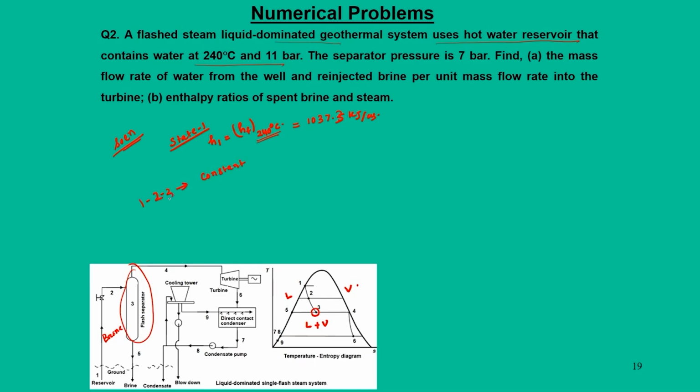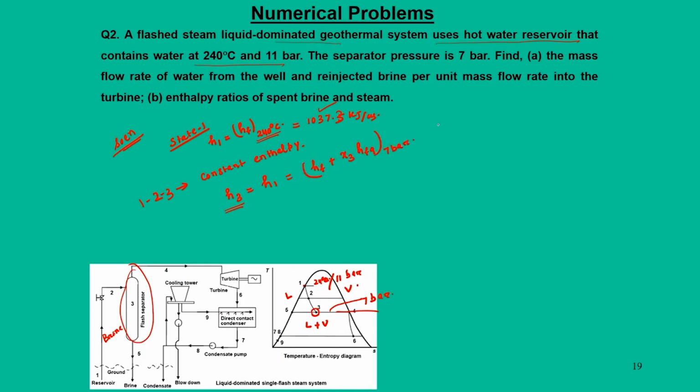Again, process 1 to 2 to 3 is a constant enthalpy process, which means H3 is equal to H1. So, H1 data is already there, but H3 data is not with us. So, H3 is at a pressure. This pressure is at 240 degree centigrade and 11 bar, and this pressure is 7 bar. So, H3 is equal to H1, that is nothing but HF plus X3 into HFG, and this pressure is at 7 bar.